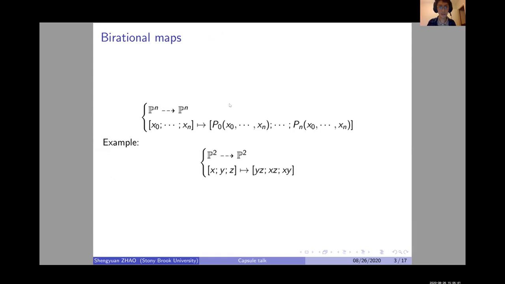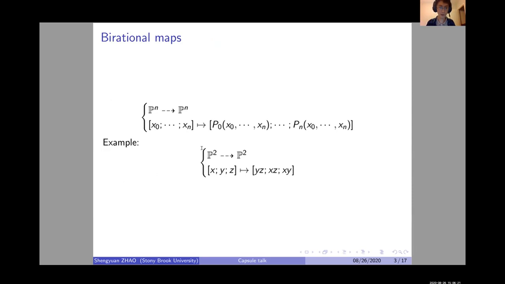So birational maps are between algebraic varieties. And instead of giving you a precise definition, I'm just gonna explain it with the projective space. A birational map from the complex projective space to itself is just a map that can be written in homogeneous coordinates in the following way. So the P_i you see here are homogeneous polynomials with the same degree. And such a map is birational if it has an inverse which has the same form.